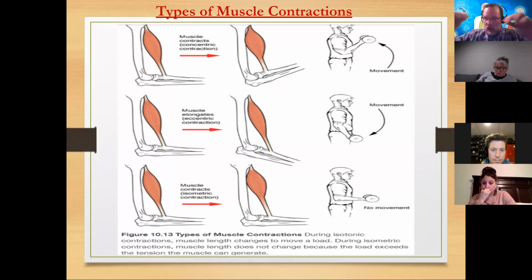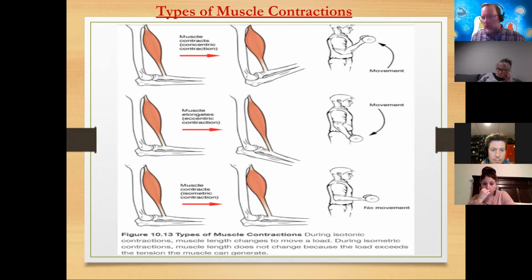Are they elongated and stretched, or are they shortened and performing an action? So that's length. And then tension is how much stress or strain, how much weight, what is the load that we're dealing with? How much tension? In essence, that's the load that we're trying to move.